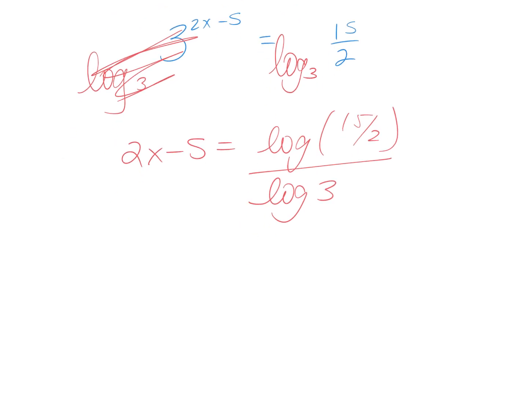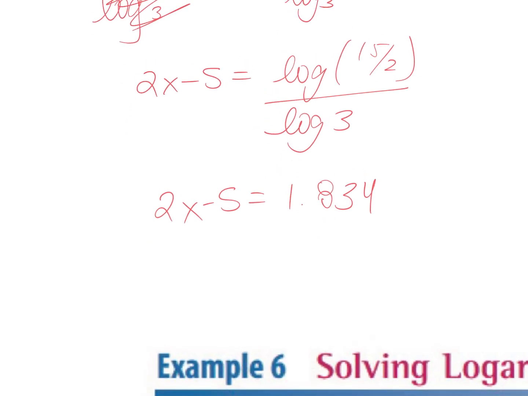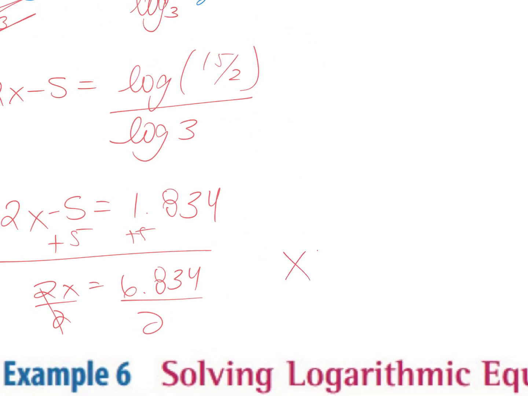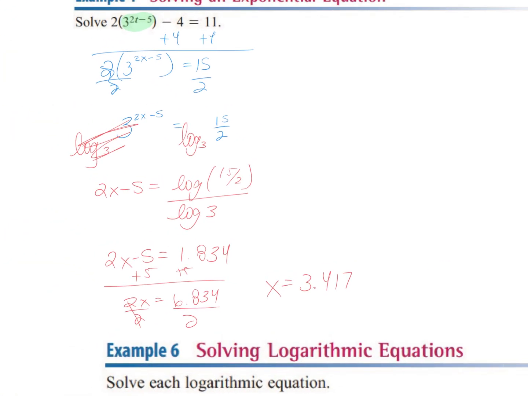Okay, so 2x minus 5 equals 1.834. Inside your problem, you should at least have 3 decimal places. You don't want to round that to 1.8 because then you get further and further away from the actual answer. But what do I do here? I'm going to add 5. Good, so plus 5. 2x equals 6.834, right? And then divide by 2. So what does x equal? 3.417.